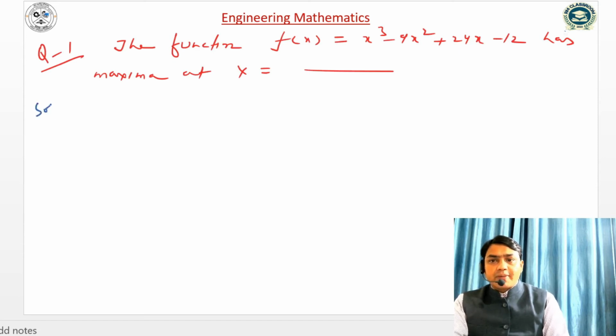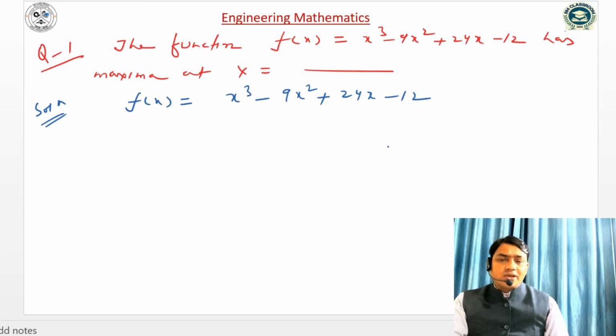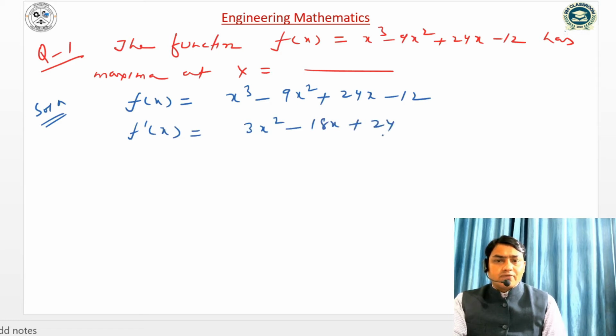So the first problem I have taken: the function f(x) is equal to x cube minus 9x squared plus 24x minus 12 has maxima at x is equal to dash. So f(x) is given, f(x) is equal to x cube minus 9x square plus 24x minus 12. So I told you the procedure for whether the function attains a maxima or minima. Firstly we have to compute the first derivative, that is f dash x. So f dash x is 3x square minus 18x plus 24, and equate this value to 0 to compute the stationary point.